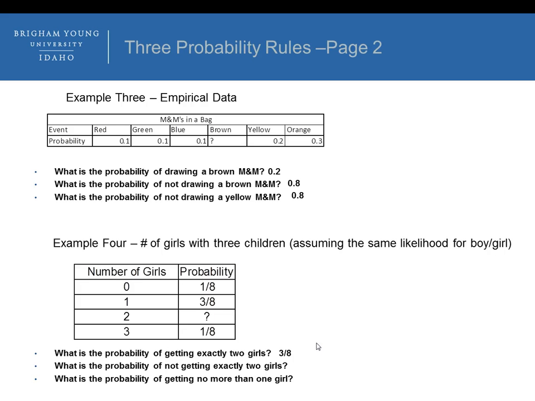So what's the probability of not getting exactly 2 girls? The answer would be 1 minus 3/8, which would be 5/8. And what's the probability of getting no more than 1 girl? What we would do is take no more than 1 girl, so either 0 or 1, and we can sum up these 2 probabilities, which is 1/8 plus 3/8, and it would be 4/8, which you can reduce to 1/2.